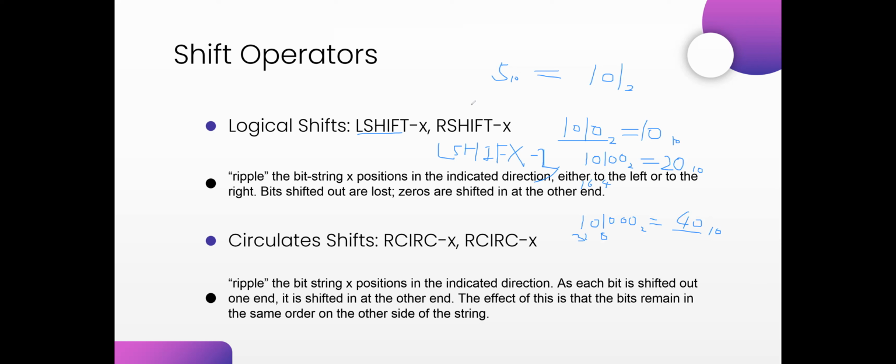Every time I left shift, if I do have enough space, if you do not have enough space, that's another story. If you have enough space, when you left shift by 1, you can see this is 5. If I shift by 1, I'm getting 10. If I shift by 1 again, I'm getting 20. If I left shift again, I'm going to get 40.